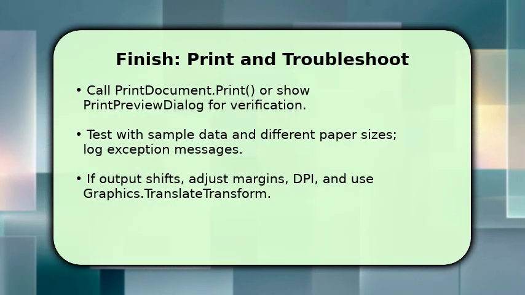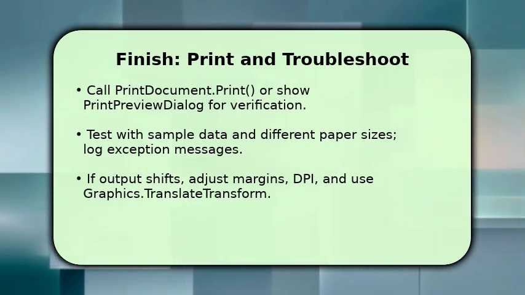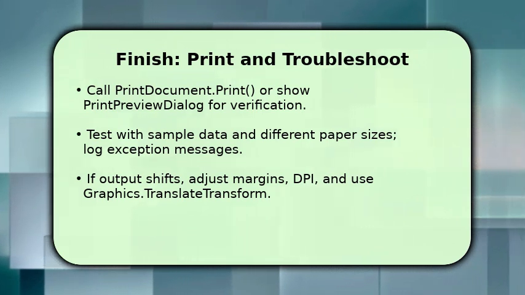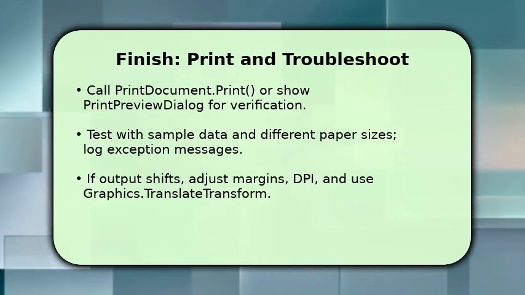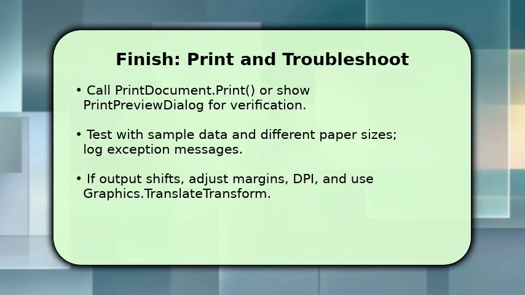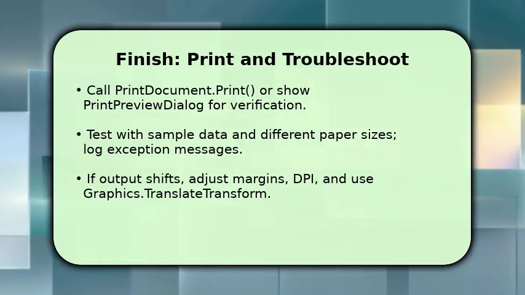To finish, trigger the print job and verify the output. You can call PrintDocument.Print for direct printing or display a PrintPreviewDialog so you can inspect the layout first. This saves paper. Test with several sample receipts and paper sizes to confirm alignment and scaling, and catch exceptions during PrintPage or Print to log messages.